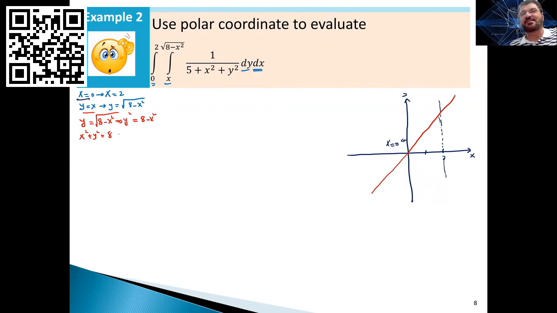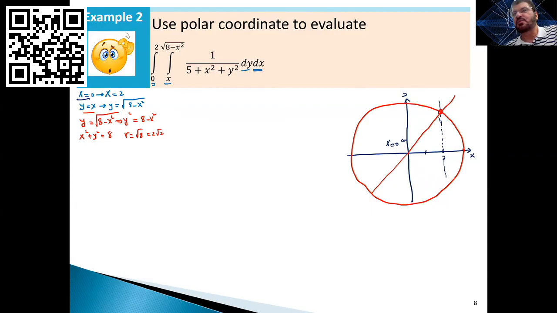Root 8, right? This is a circle of radius root 8. Okay, r here is root 8, which is actually 2 root 2. So 2 root 2 is more than 2, so it's going to be somewhere here, okay? And it will make that circle of radius root 8. All right? What's the intersection between those two?